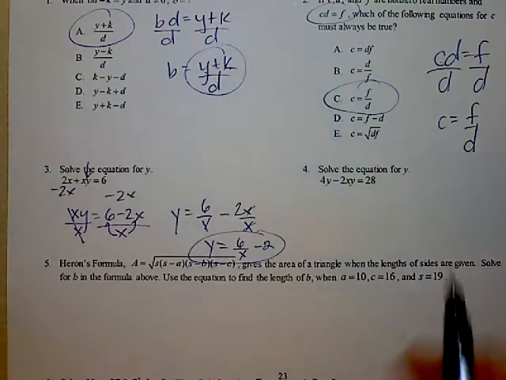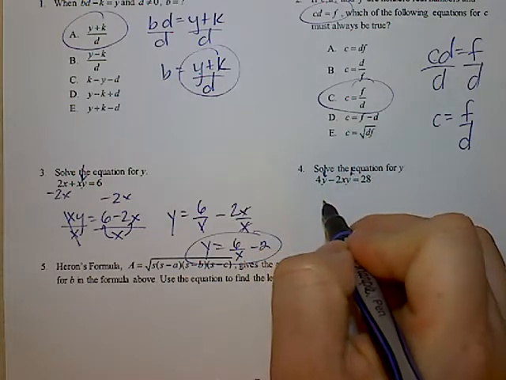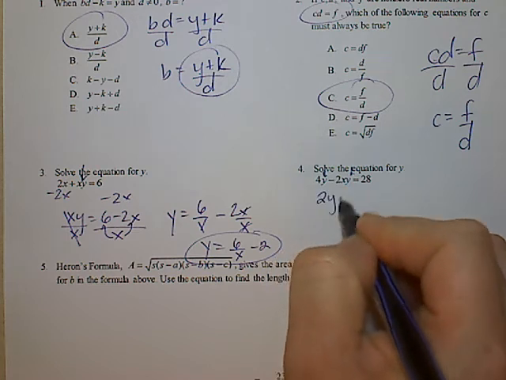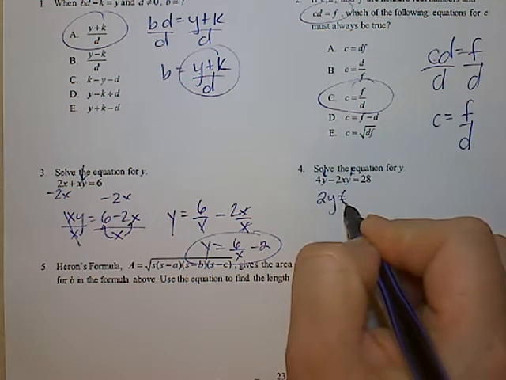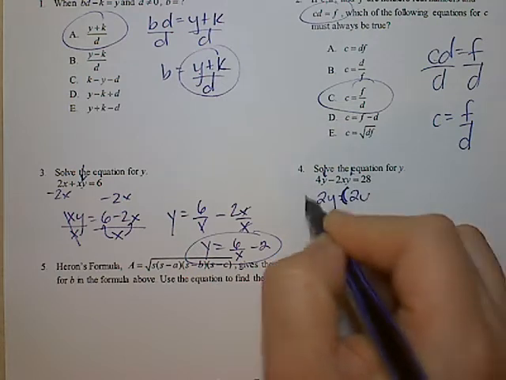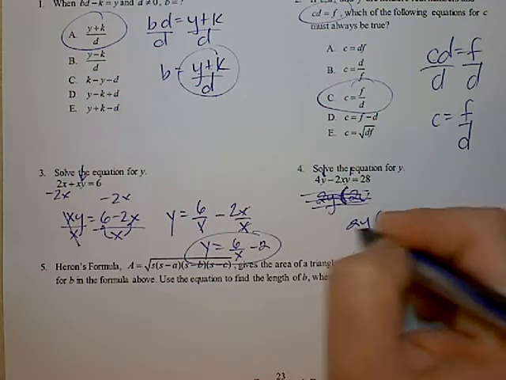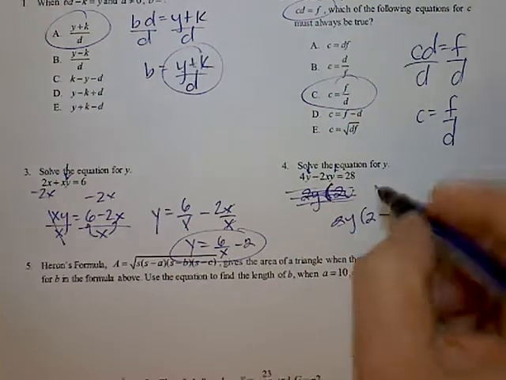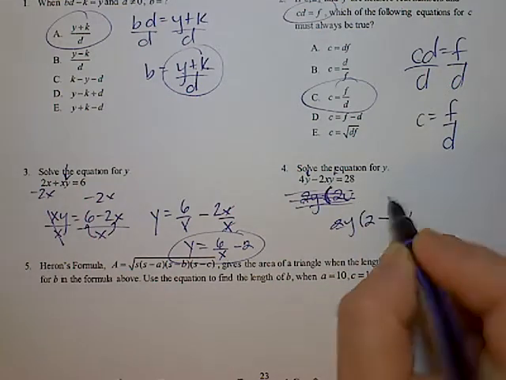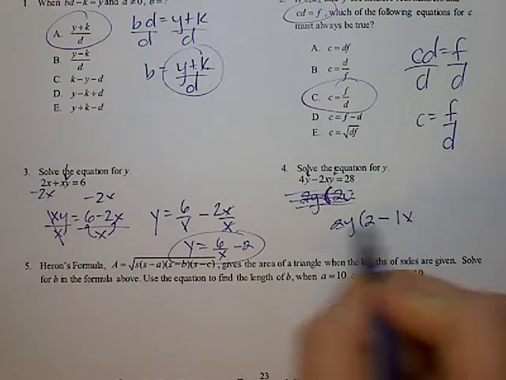Number 4, we're going to solve for y, but I can see there's 2y, so I'm going to pull a y out, and I can also see I have a 2 here, so I'm going to pull a 2y out. 2y times what quantity is 4y? I'm going to start over here, making some mistakes. 2y times 2 is 4y, and 2y times a negative 1x would multiply to equal negative 2xy.